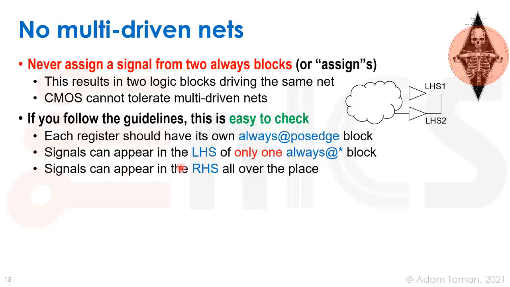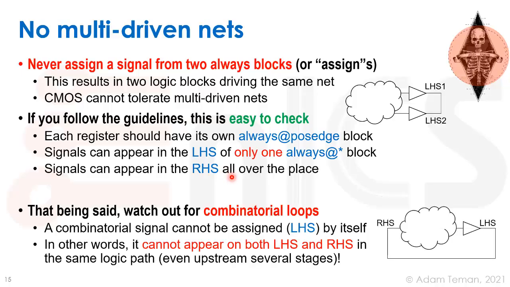And then again, signals can appear on the right-hand side all over the place. You can use signals as an RHS value in many always blocks. However, you have to watch out for combinatorial loops. If you have an assignment, a left-hand side, that is downstream combinatorially from its own value in the right-hand side, that makes a combinatorial loop.